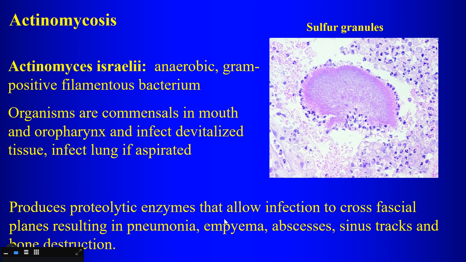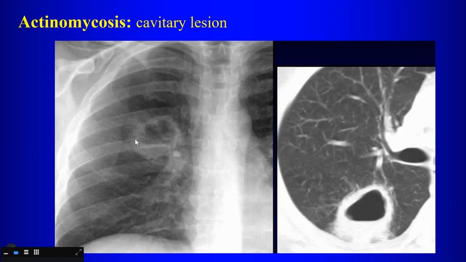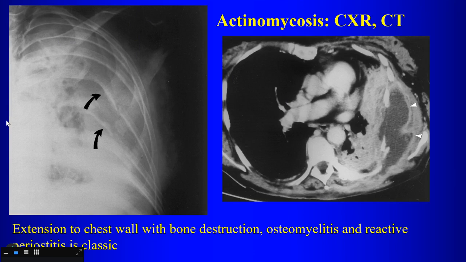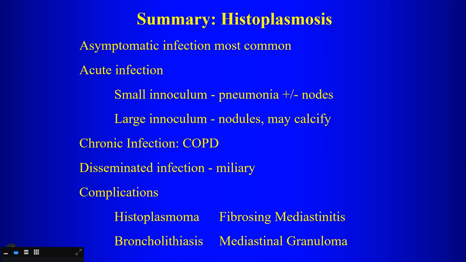So actinomycosis can be aspirated, and this organism can extend through the lungs into the chest wall. You get consolidations and masses that cavitate, with cavitary lesions like you see here, just like with everything else we talked about. And then you can get empyema, and it can extend with rib destruction, bone destruction, as it extends to the chest wall. So if you have a process that involves the lung and extends into the chest wall, in addition to malignancy, you can also consider infections like TB and actinomycosis.